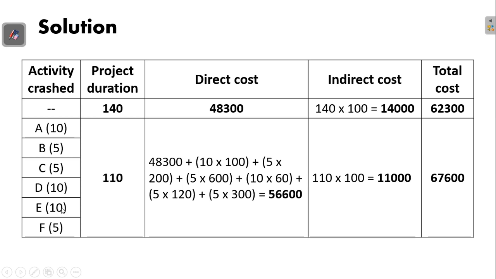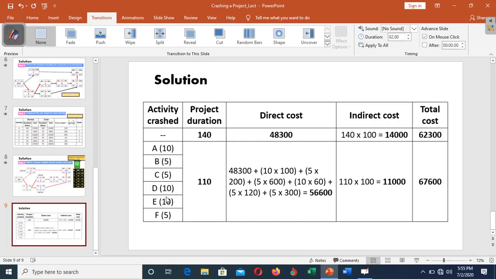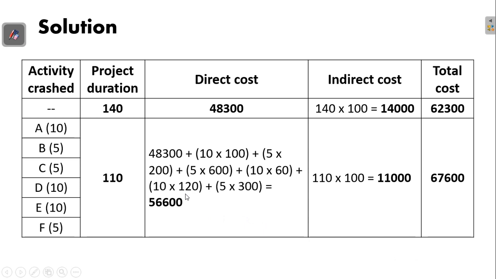the cost for activity E, which we crashed 10 days, multiplied by its corresponding cost slope, which is 120, plus 5 days which we crashed from activity F, times its corresponding cost slope. Then we have a total direct cost after crashing the project to 110 days, which is 56,600. Its corresponding indirect cost is now the duration of the project after crashing times the daily indirect cost of 100, and now we have the indirect cost as 11,000. Adding indirect cost and direct cost, we have the total project cost after crashing, which is 67,600. So this is how you can perform crashing of a project and compute its associated cost.